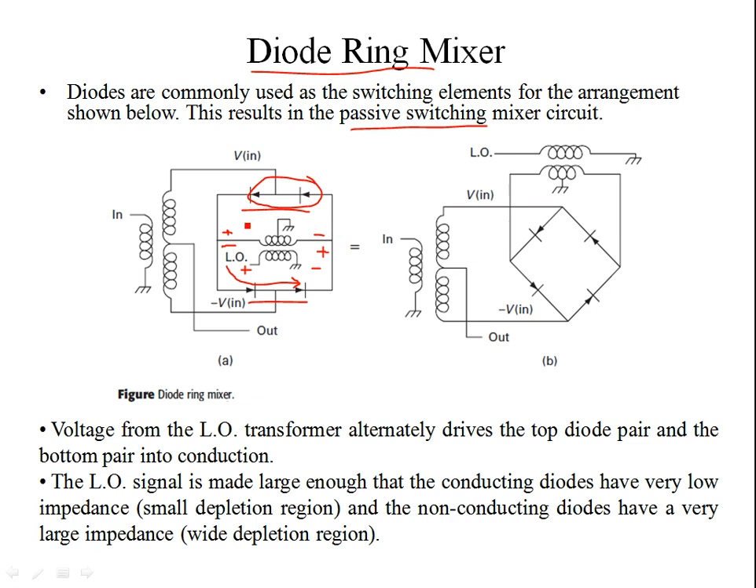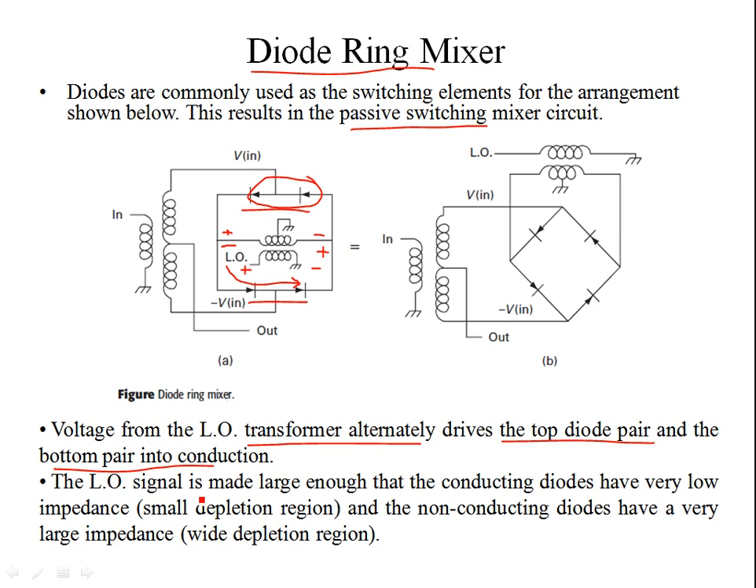So in the first half cycle, the positive half cycle, you have the bottom pair conducting, and then in the negative half cycle, you have the top pair conducting. So what happens is that the voltage from the local oscillator transformer alternately drives the top diode pair and the bottom pair into conduction.